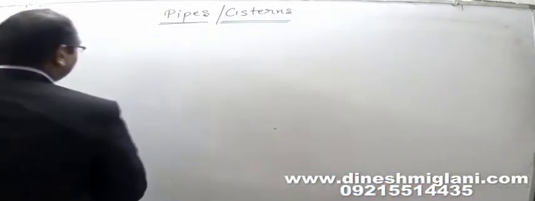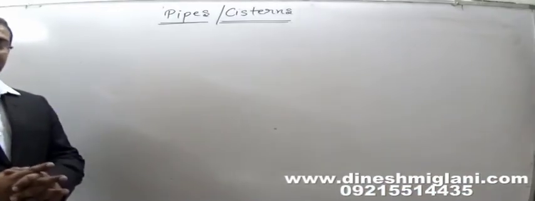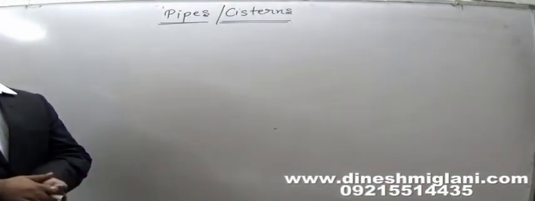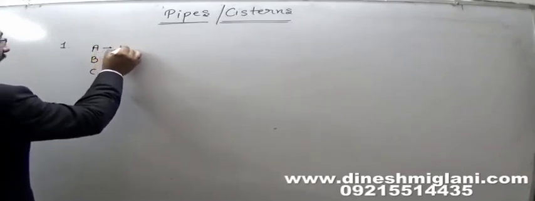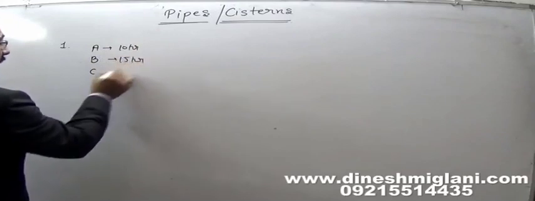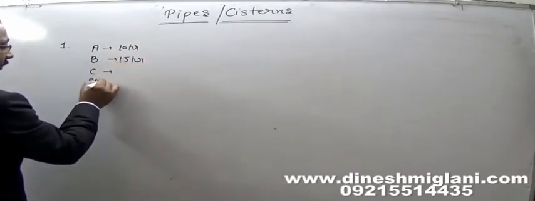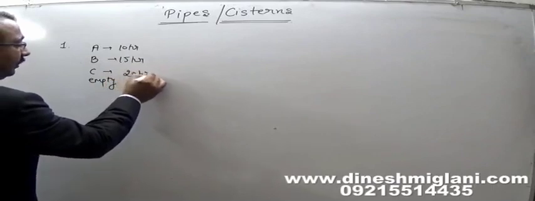When we talk about the pipes and taps, we have primarily two types of pipes. The first one, those who fill a tank, and second one, those who empty it. So let us start with the first statement here. Suppose it is given that there are three taps A, B and C. A can fill the tank in 10 hours, B can fill the tank in 15 hours, and C tap is emptying. C tap is going to empty. It can empty the tank in 20 hours, right?